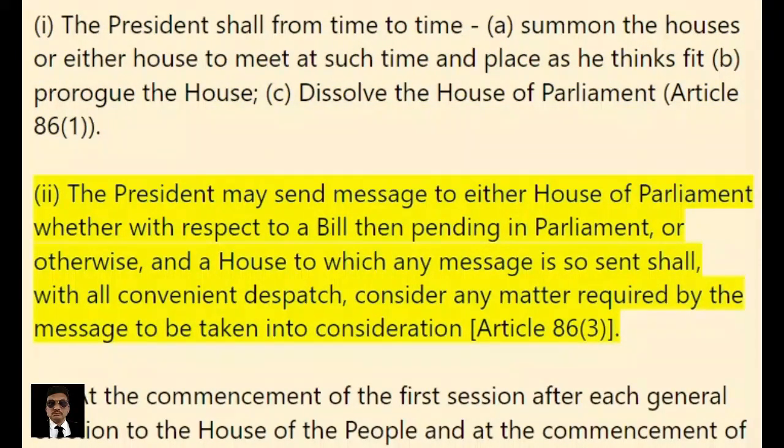2. The President may send a message to either House of Parliament, whether with respect to a bill then pending in Parliament or otherwise, and a House to which any message is so sent shall, with all convenient dispatch, consider any matter required by the message to be taken into consideration. Article 86(3).